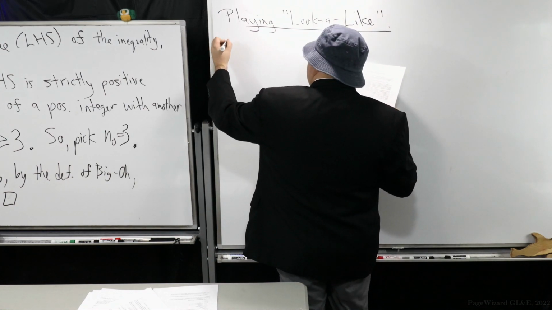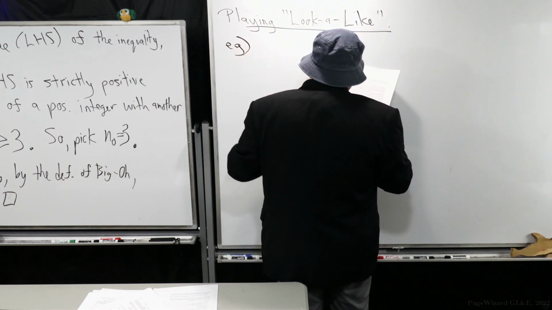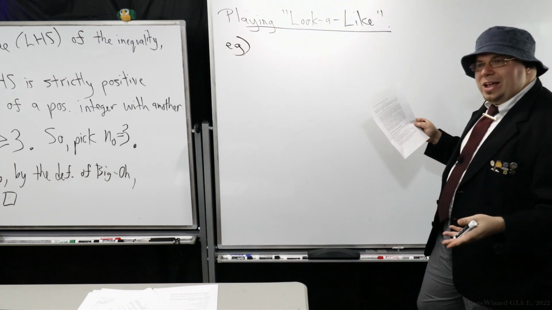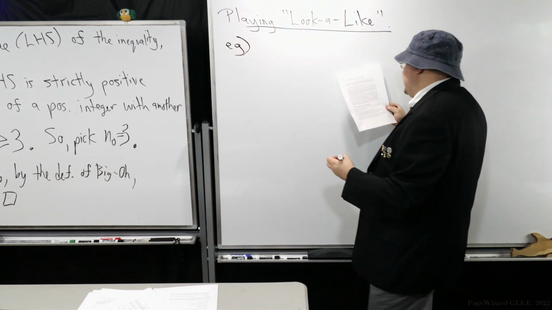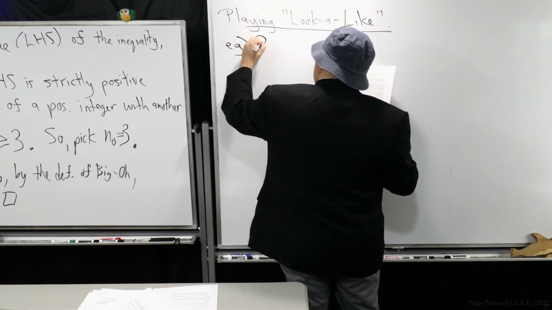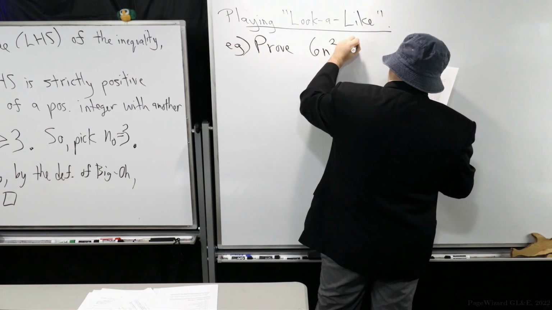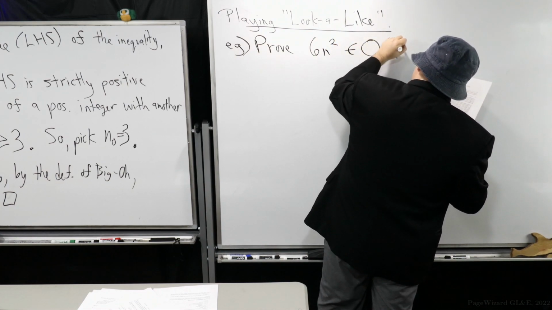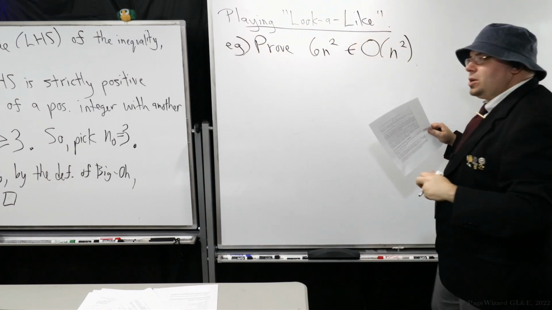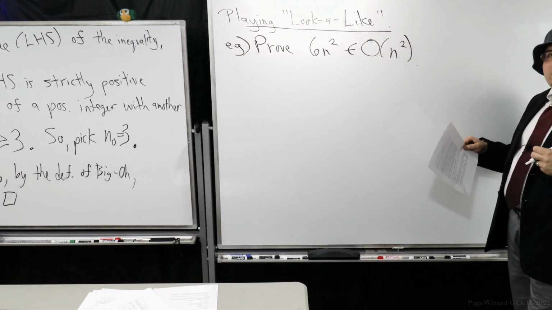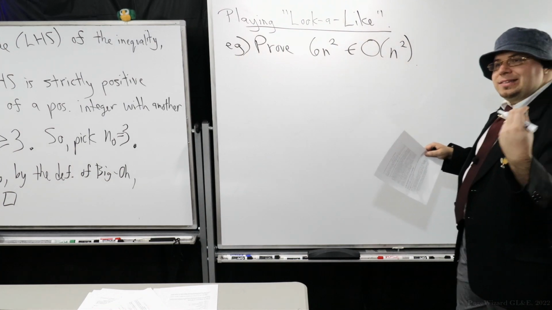So you know how we had that example earlier where I had 6n cubed and I told you it was big O of n cubed? We're going to do an example like this. So we're going to prove that 6n squared is big O of n squared, using this lookalike approach.